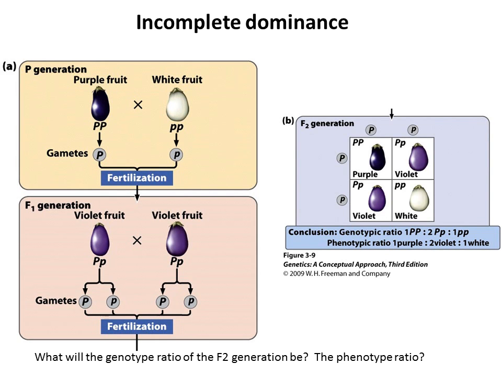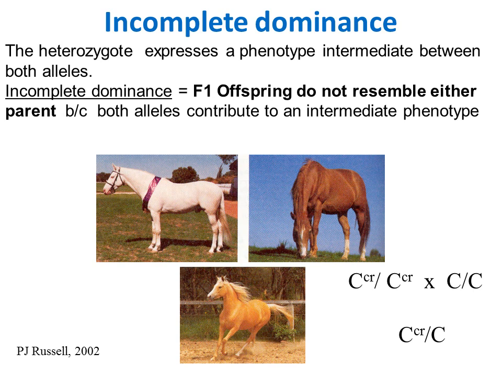So hopefully your results look something like this. 1/4 of the offspring, if you crossed the F1 generation, would be that deep purple. Half, or 2/4, would be that lavender, softer violet color, and 1/4 would be white. So this is incomplete dominance. Here's another example that we see in nature. If you cross this white horse with the brown horse, you actually get this really beautiful, more palomino colored horse. And this is an example, again, of incomplete dominance.